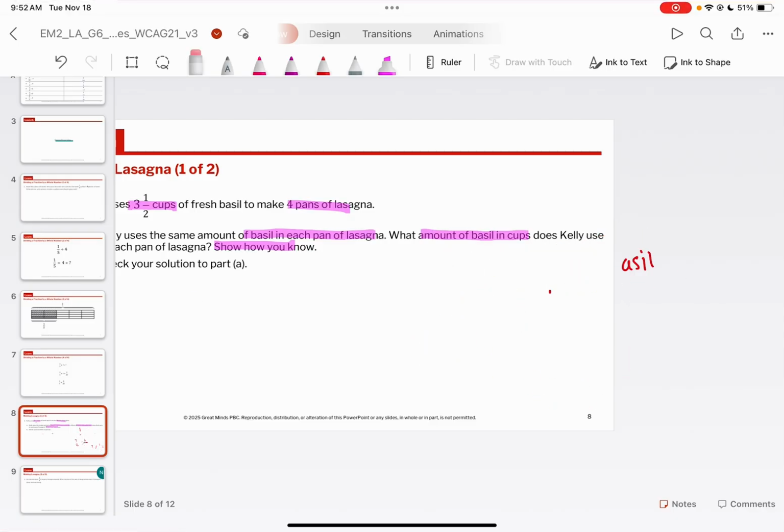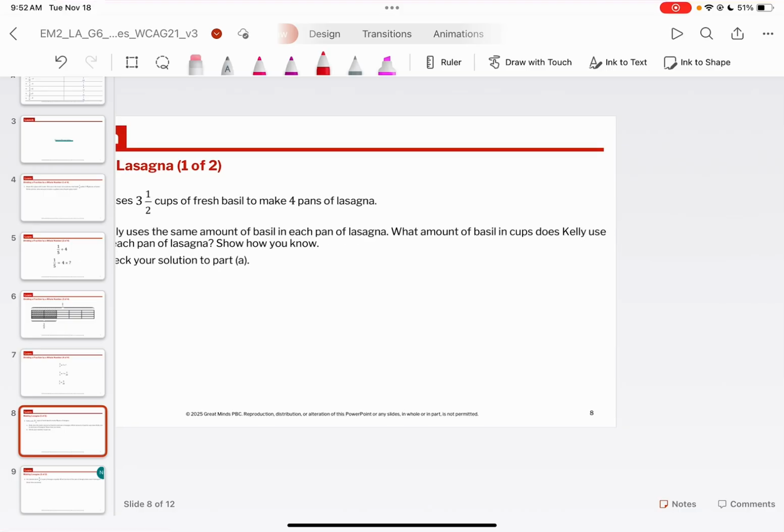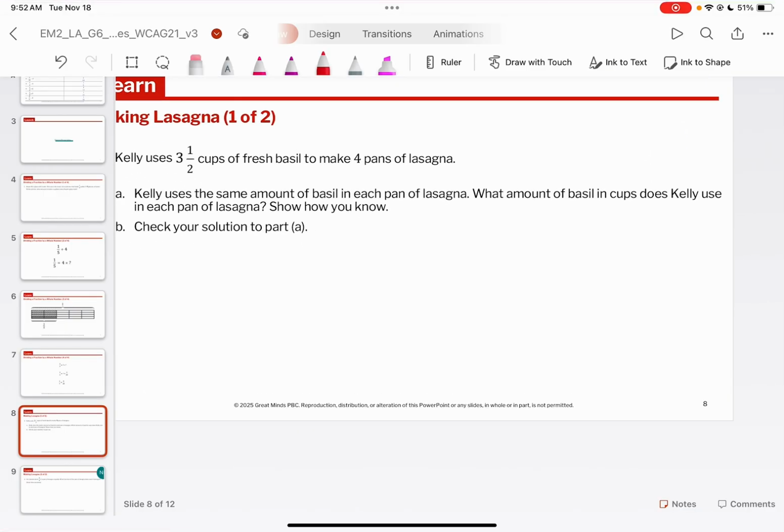Yes, but you did solve it using multiplication. But now you're checking your work. So think about this. I know that 3 1/2 divided by 4 equals 7/8. So now I'm using these numbers to see, when I multiply, am I going to get the correct answer? There you go.